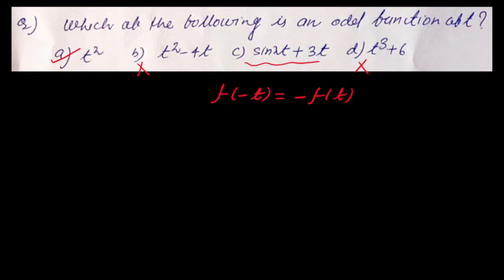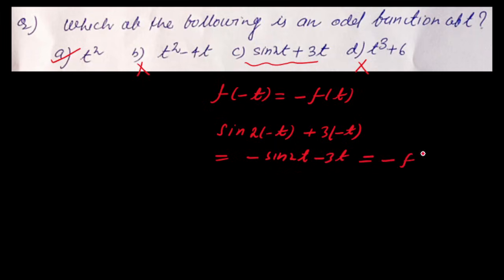So the odd function will be this, because if you put minus t in place of t, you will get sine 2 times minus t plus 3 into minus t, right? Sine minus 2t will be nothing but minus sine 2t and minus sine 3t. So this is nothing but basically minus f of t. So the correct option is C here.